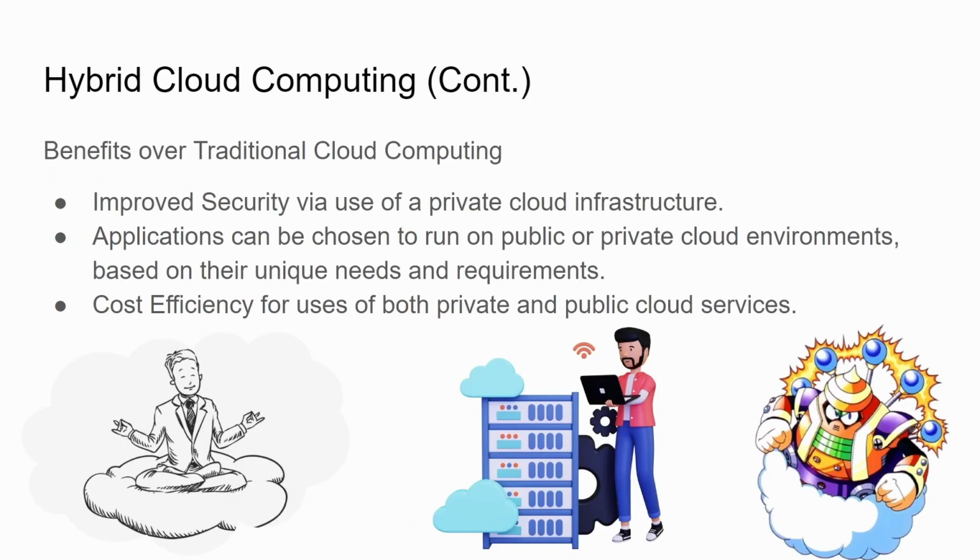As we said, hybrid has improved security due to the use of a private cloud infrastructure. Now you might be wondering, why exactly do we not just use private entirely? Well, private cloud infrastructures typically cost more to use than a public one. Instead of paying more than what we need, we can have our application choose to run on either type, depending on the needs or requirements. This proves to be more cost efficient and better for business.